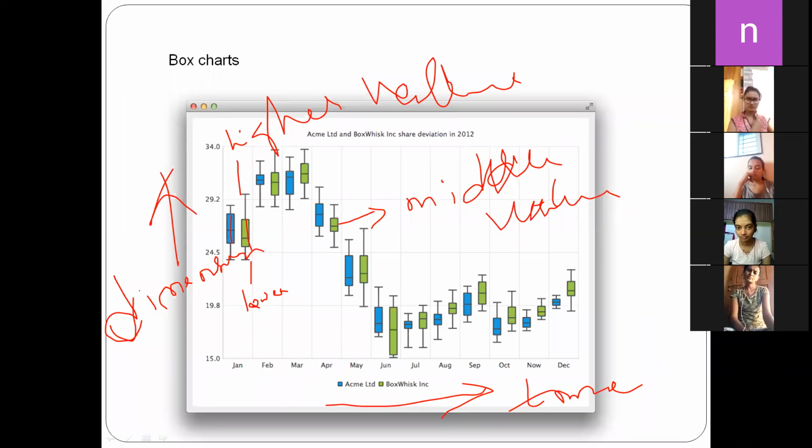Take an example of the share market. In the share market, they are going to use this one because minute to minute the data value is going to be changing. For that, we are going to use a box chart. Okay, next we'll see the next one.